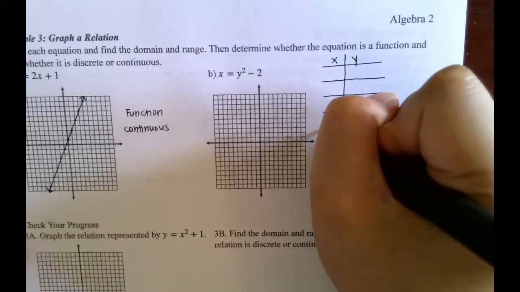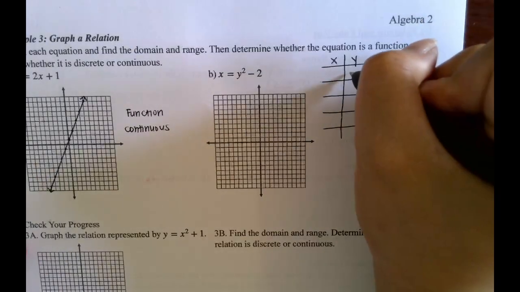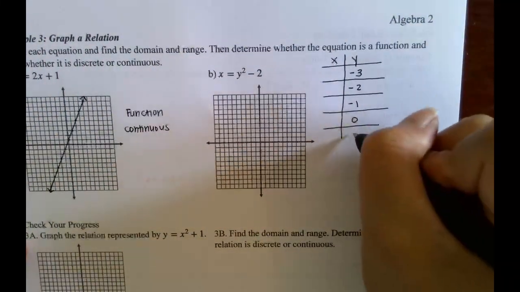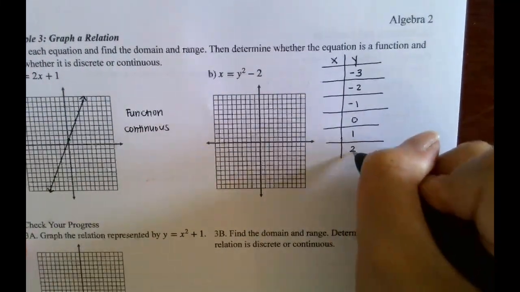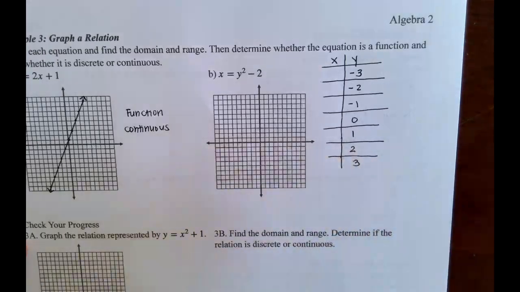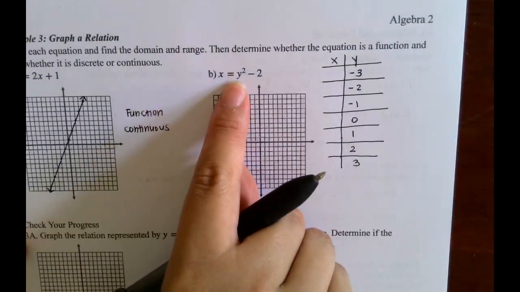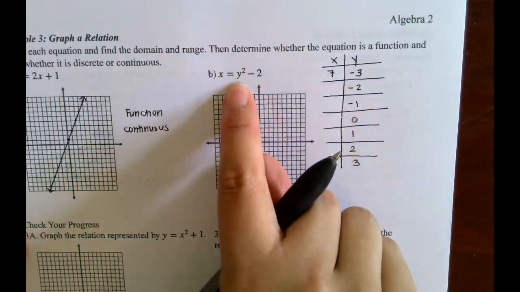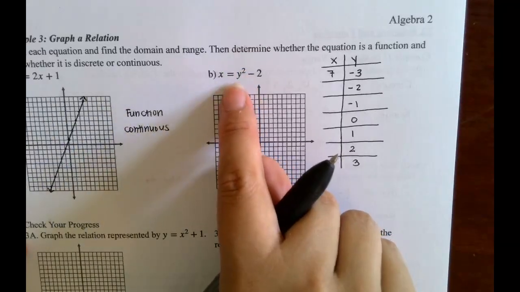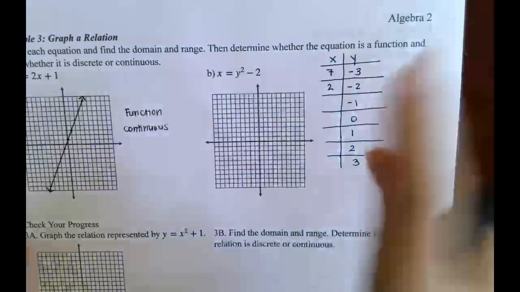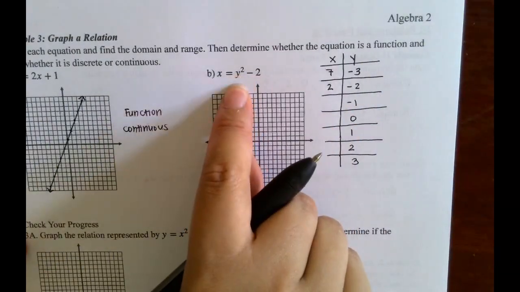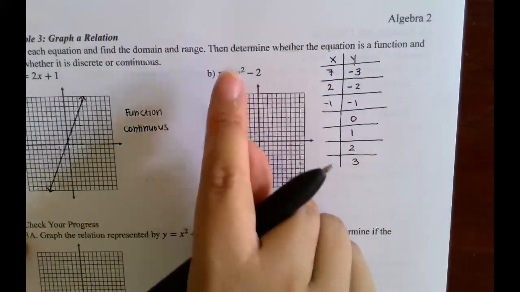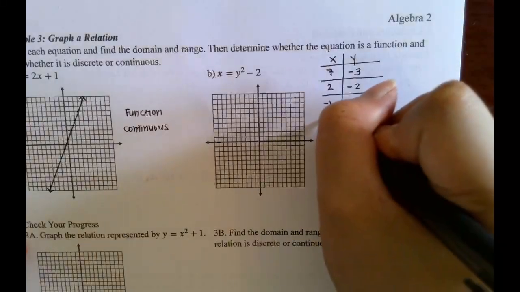And then whenever I don't know what to plug in or which numbers to use, I generally, at least for now, start with -3, -2, -1, 0, 1, 2, and 3. So all I'm doing is plugging it in. So -3 squared is 9, 9 minus 2 is 7. I'm plugging in -2. -2 squared, that's -2 times -2, that's 4. 4 minus 2 is 2. -1 squared, so -1 times -1 is 1. 1 minus 2 is -1. 0, 0 squared is 0. 0 minus 2 is -2.